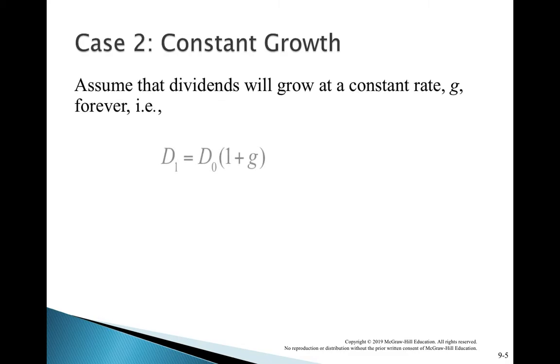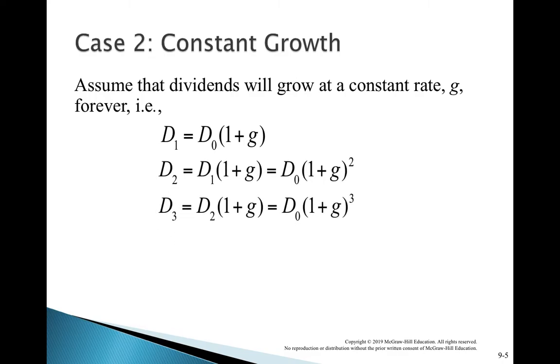Case 2. Assume that dividends will grow at a constant rate of G forever. That means what will be the scenario? $2 is the current dividend. Next year's dividend D1 will be D0 times 1 plus G. That means $2, if the growth rate is 10%, $2 multiplied by 1 plus 10%, so 2.20. Second year dividend will be 2.20 multiplied by 1 plus G. Third year will be D2 times 1 plus G. Like that it will continue at a constant rate.